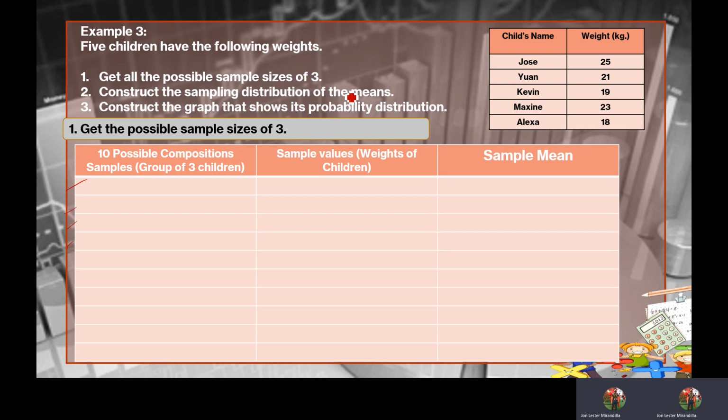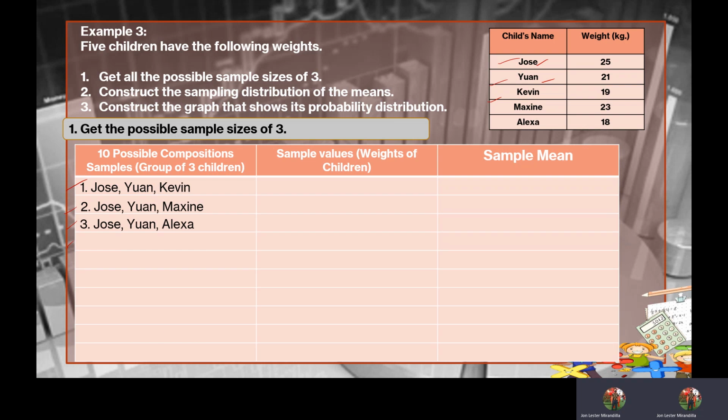So possible na si Jose, Juan, Kevin. Ano pa yung mga possible combination? We have Jose, Juan, and Maxine. Right? Tama ba? Okay. Jose, Juan, Maxine. Also, pwede rin si Jose, Juan, and Alexa. So, Jose, Juan, Alexa. Also, Jose, Juan, and sino pa? I think wala na.